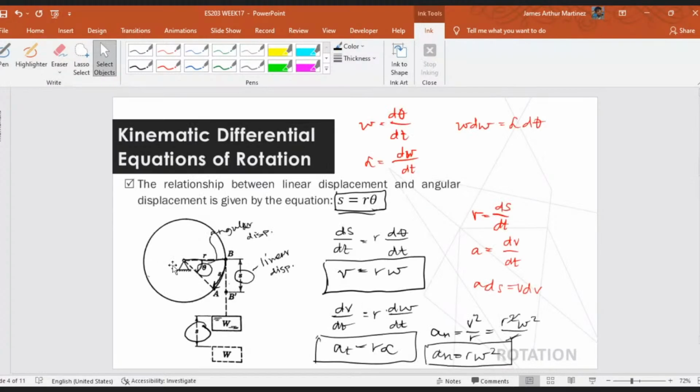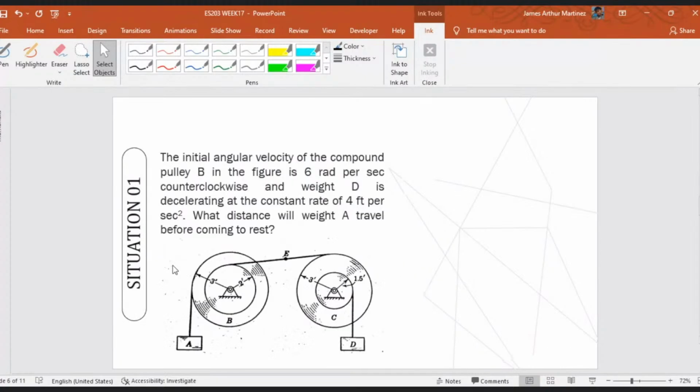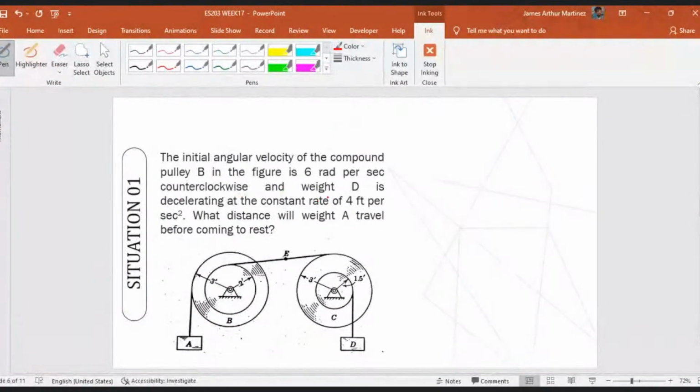Okay? So let us apply this concept and principle sa sample problem. So let's have situation 1. The initial angular velocity of the compound pulley B in the figure is 6 rad per second, and the direction is counterclockwise. And the weight D is decelerating at a constant rate of 4 feet per second squared. So the question is, at what distance will weight A travel before coming to rest?